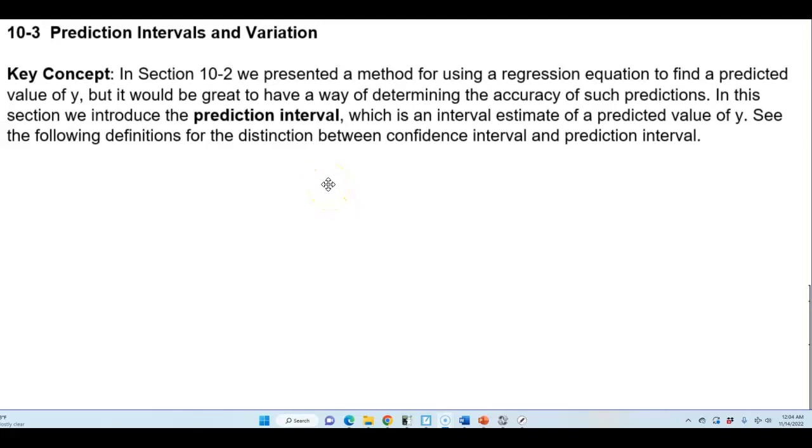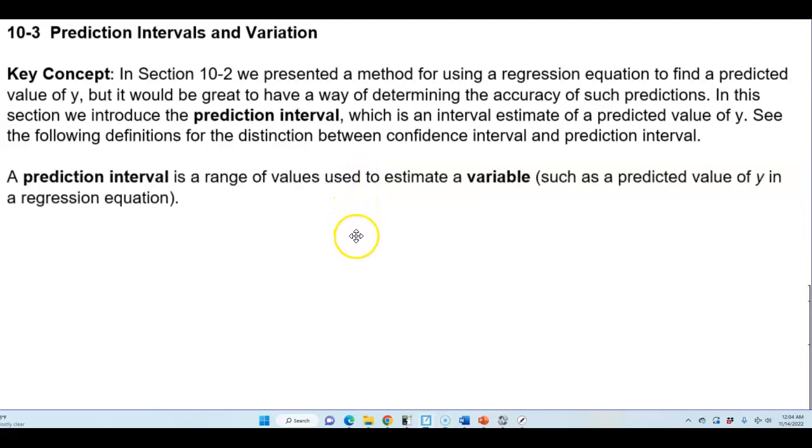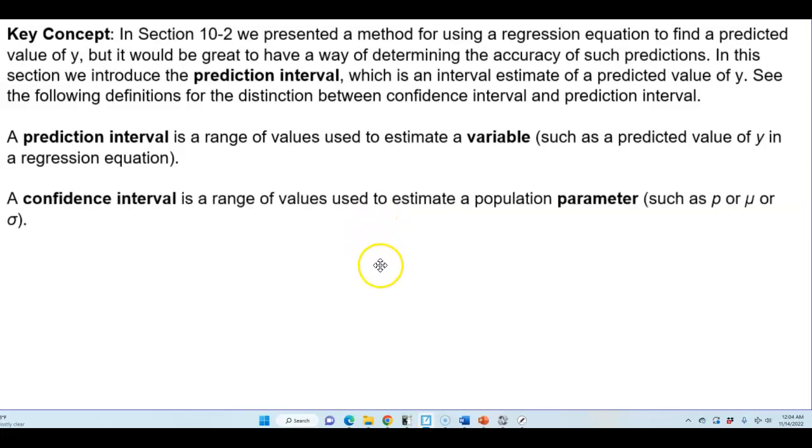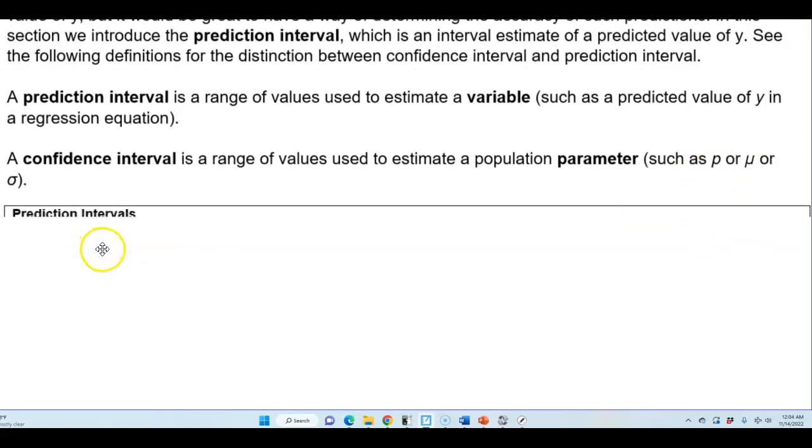See the following definitions for the distinction between confidence interval and prediction interval. A prediction interval is a range of values used to estimate a variable, such as a predicted value of y in a regression equation. A confidence interval is a range of values used to estimate a population parameter, such as the population parameter rho, a population mean, or a population standard deviation.